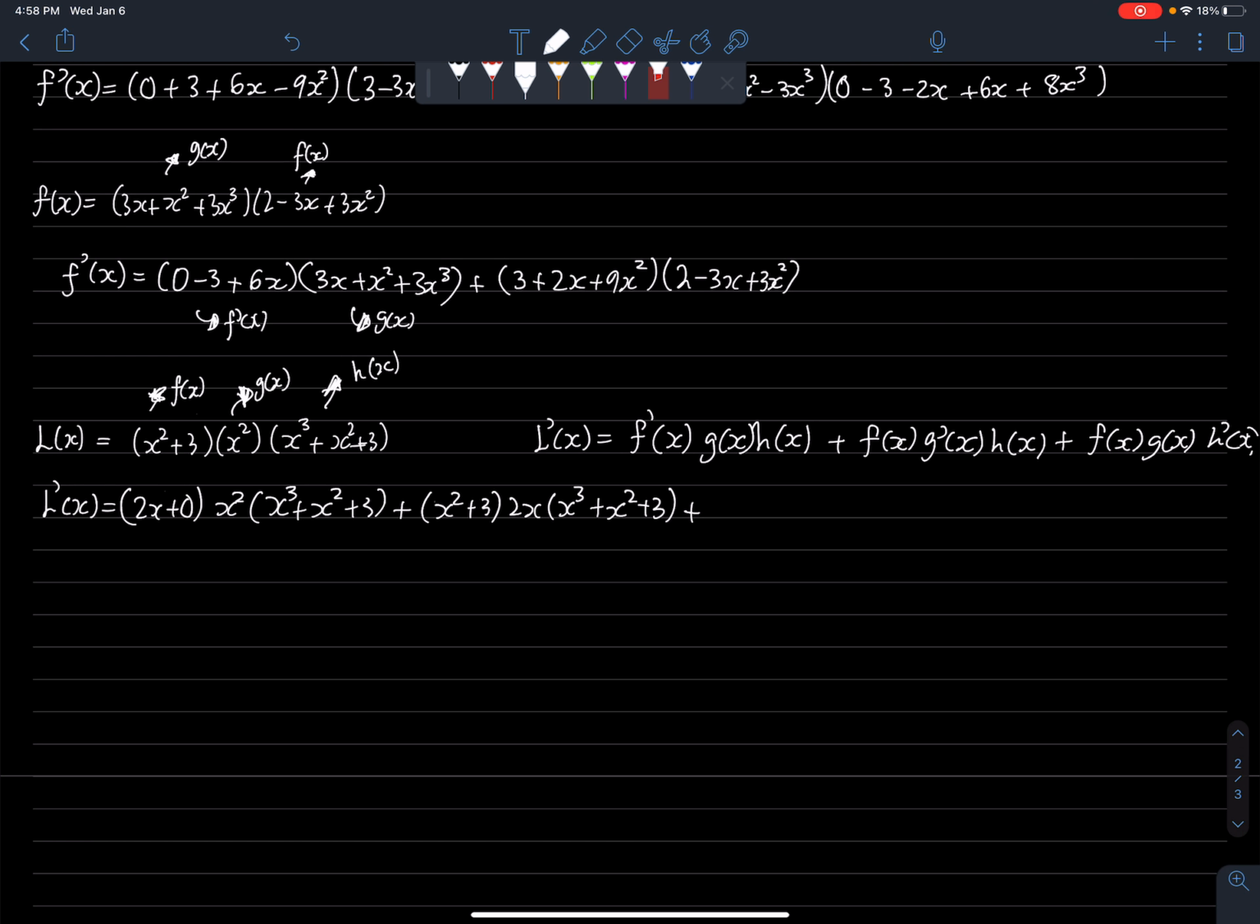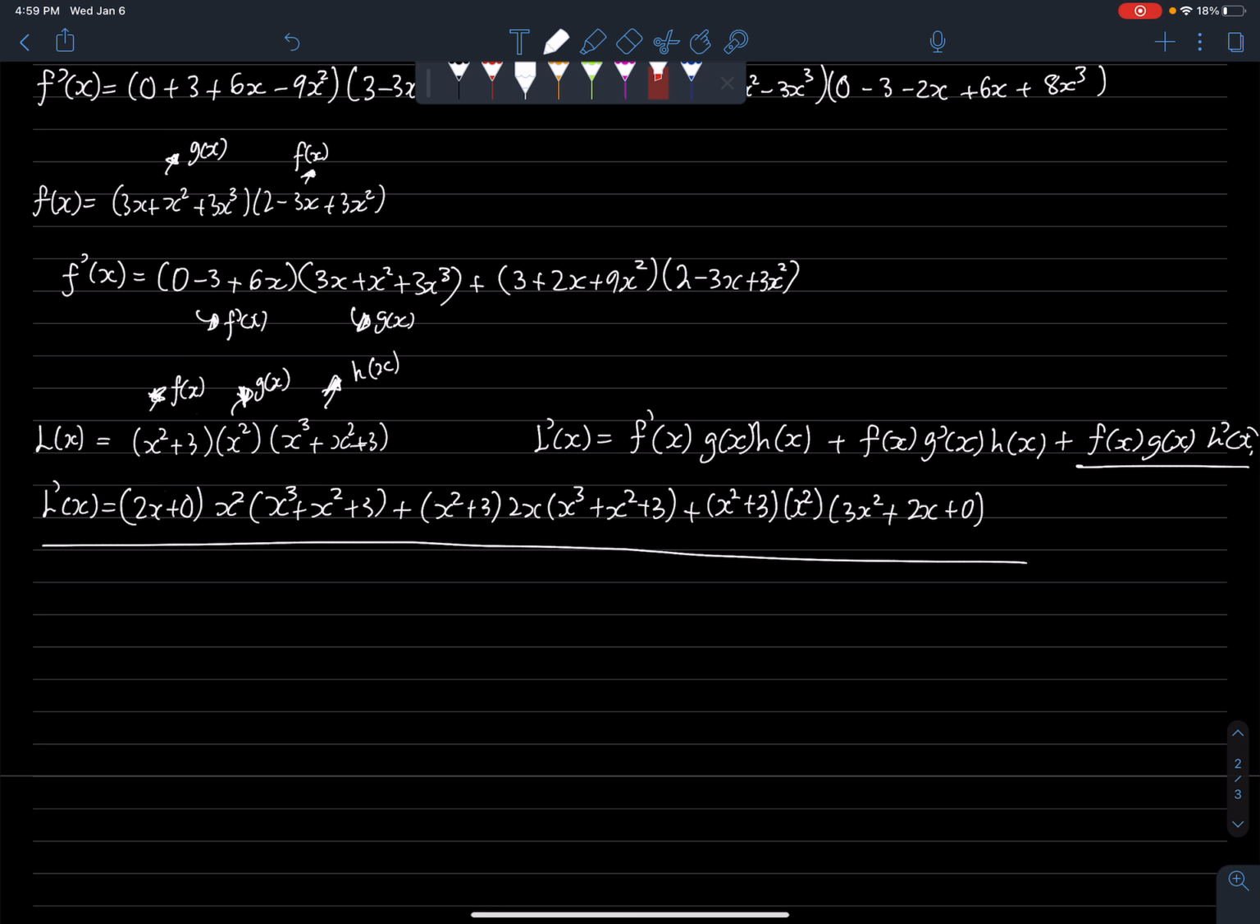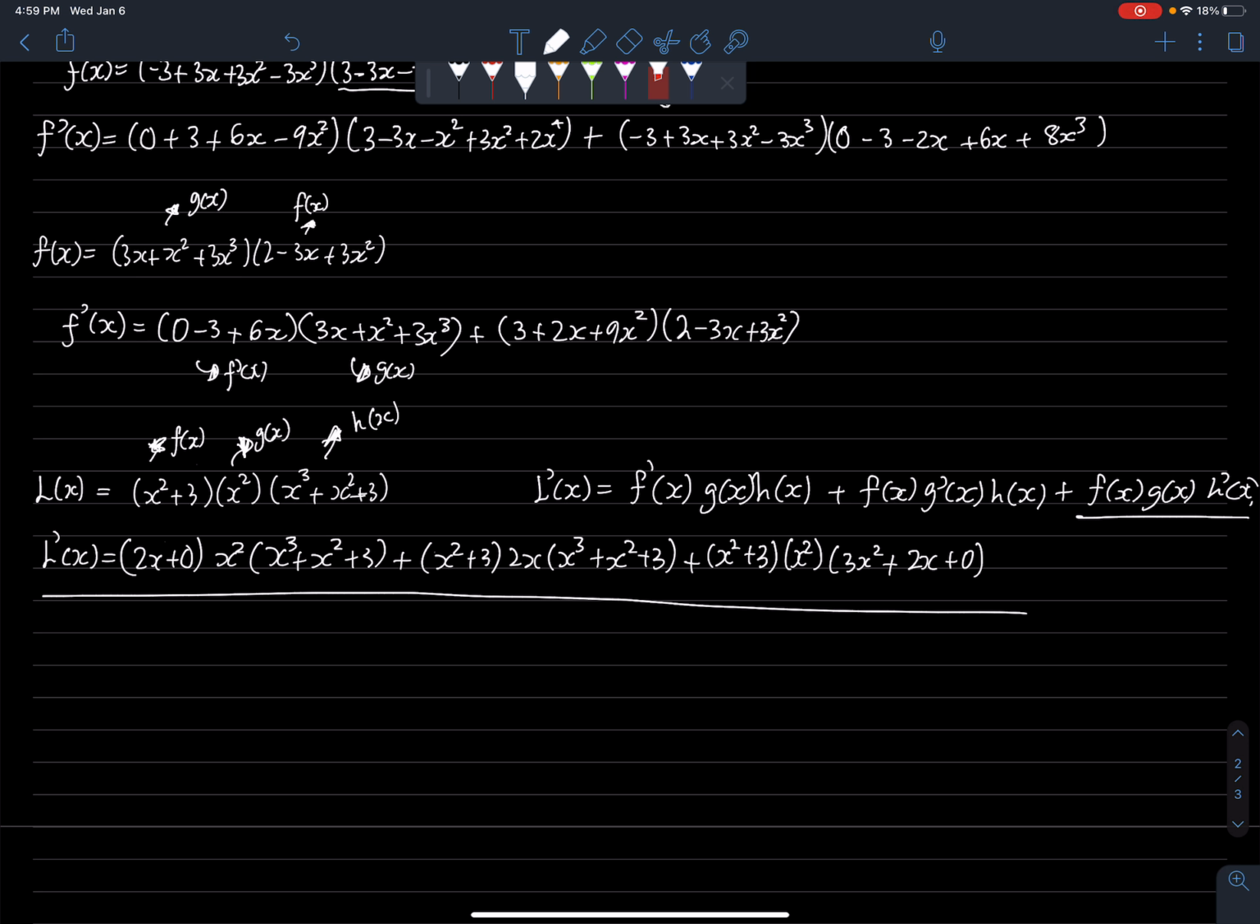Now, next term, we have to write the first two. So it's going to be x squared plus 3 times x squared. Derivative of h of x is going to be the derivative of x cubed, which is just going to be 3x squared plus 2x, which is the derivative of x squared, plus 0. And that is going to be your derivative for a function that is a function of three different functions. So like it is here, f of x, g of x, h of x.